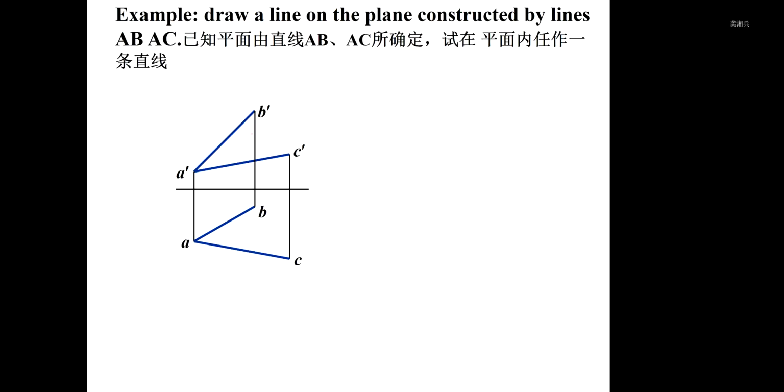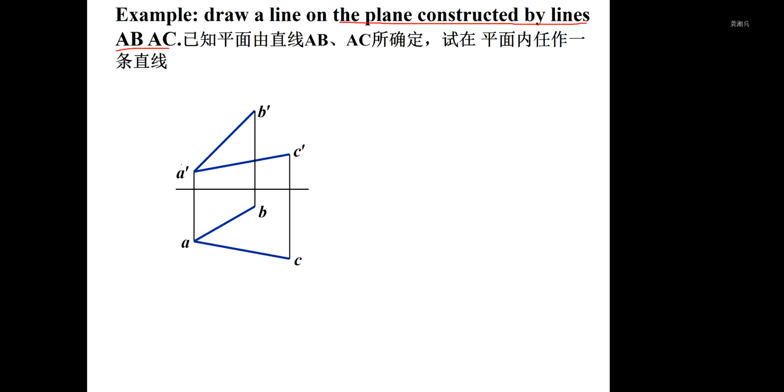So we're talking about how to construct a plane. Two intersecting lines can construct a plane. Just here, the plane ABC is constructed by two lines AB and AC, two intersecting lines. Just like here, the plane is constructed by line AB and AC.